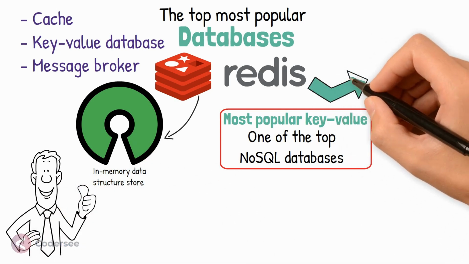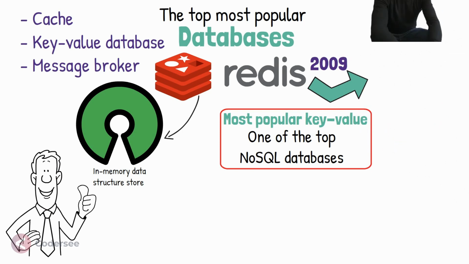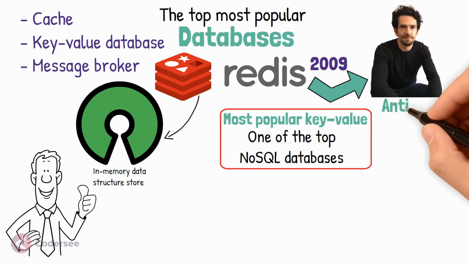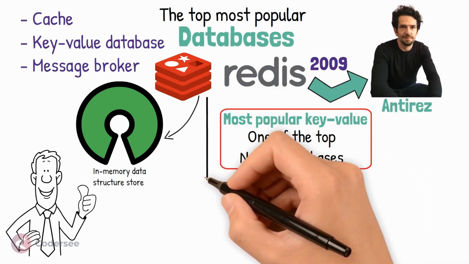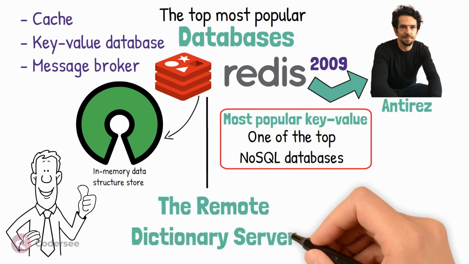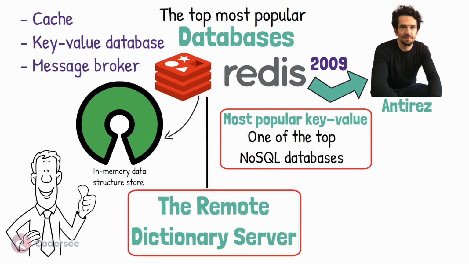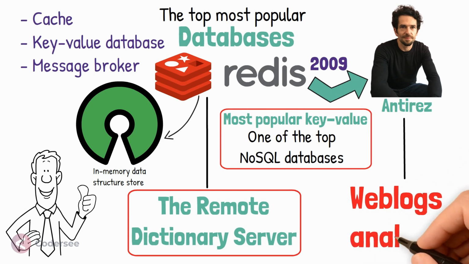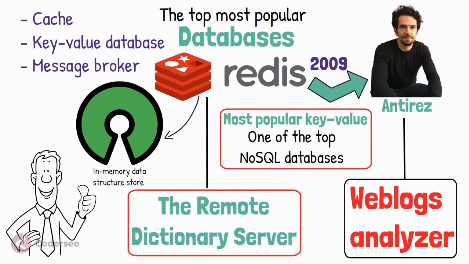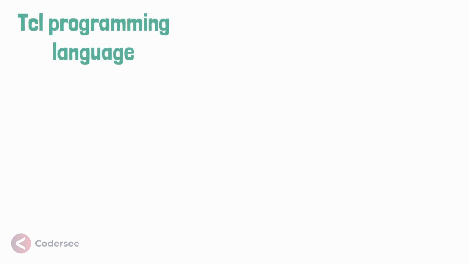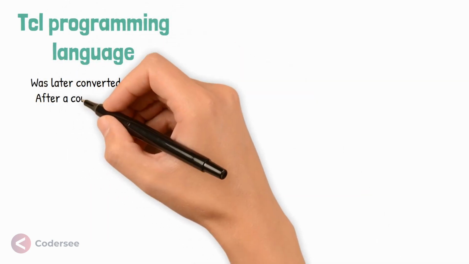Redis was created in 2009 by Salvatore Sanfilippo, also known as Antirez. Its name comes from Remote Dictionary Server and it was created when Antirez was working on a web logs analyzer for his startup. Initially, the prototype was written in the TCL programming language and was later converted to C.